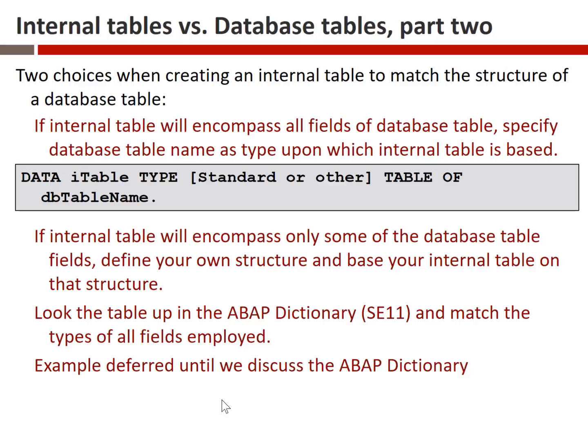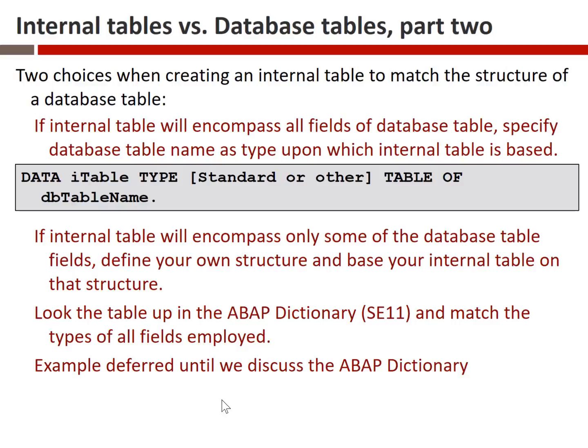So let's look at this. I could do data, itable, type, standard or other, table of, and then I list the database table name. Now you might notice this resembles the syntax for a type statement where I'm creating an internal table. So in fact, even though I don't show this here, I could add to this clause, if it's a standard table, with non-unique key, and I could list the key fields. So if you want an internal table that matches the structure of the database table, this can save you a lot of time.